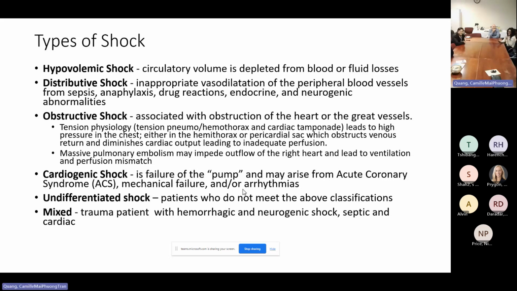So distributive shock is when you have vasodilation. When you're septic, you have all the cytokines that are causing vasodilation, and then your blood pressure is low, you don't have enough oxygen being delivered. So sepsis, anaphylaxis, endocrine causes, anyone know the endocrine causes? Adrenal crisis and neurogenic. Those are all causes of distributive shock.